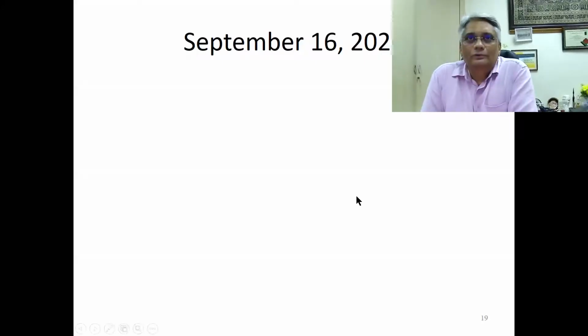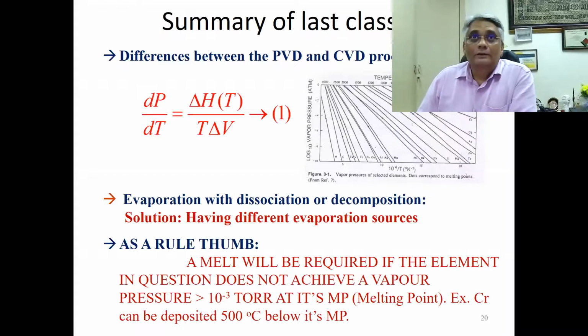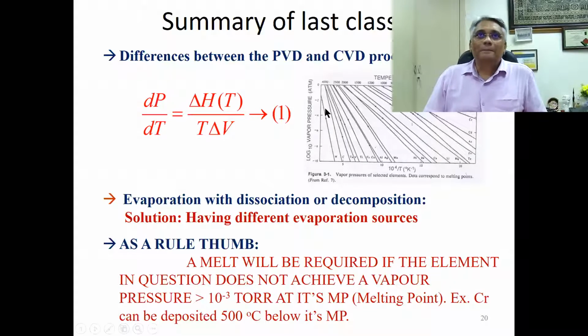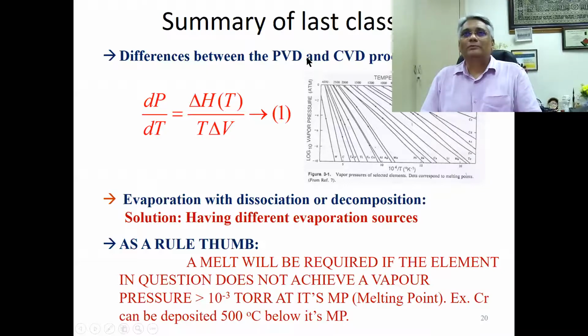Okay, so good evening. Let's get started with the summary of the last class. I talked about the four major differences between PVD and CVD processes, physical vapor deposition and chemical vapor deposition.